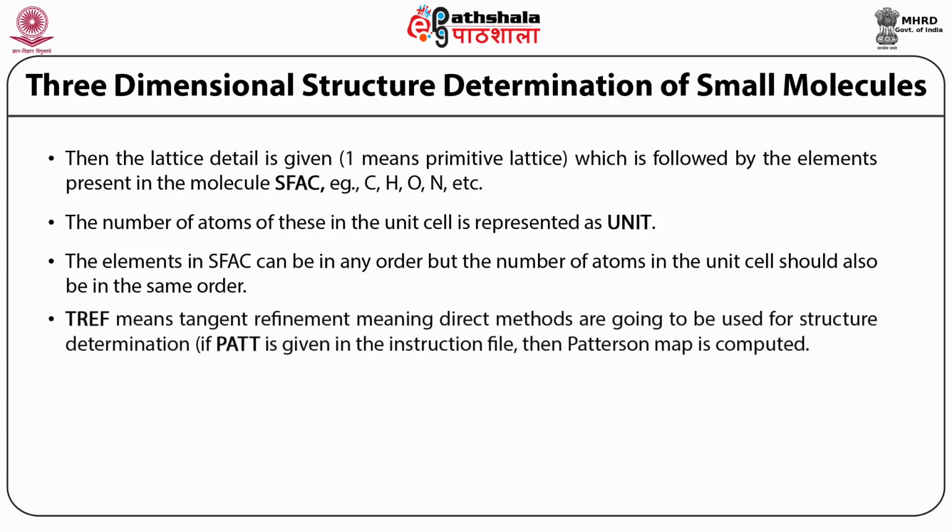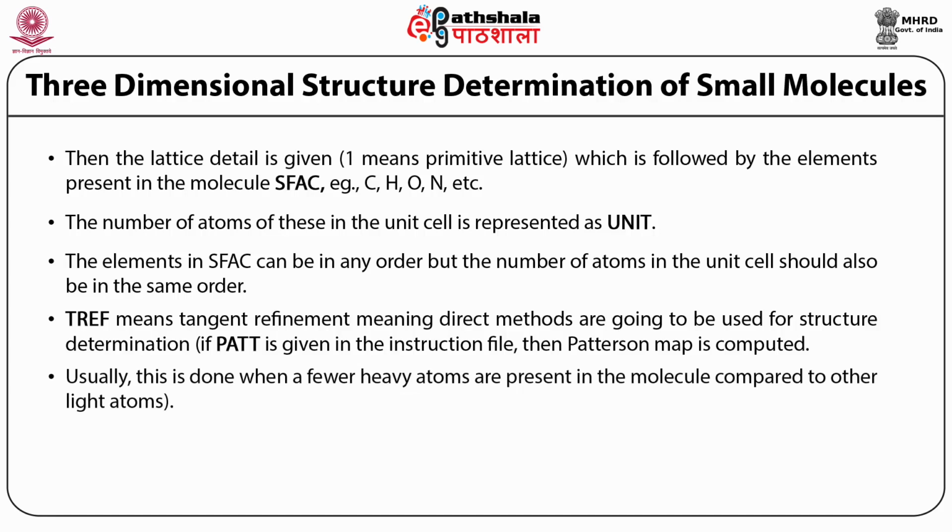So then TREF is there. By giving TREF you mean tangent refinement. So the program will invoke the direct methods option to do the structure analysis. Suppose you have one heavy atom or 2 heavy atoms, then you can use the Patterson method by giving the command PATT. So this is a way. Then there is a command HKLF 4 denoting what type of data you have collected, whether it is the Miller indices HKL, intensity I, and standard deviation of intensity sigma of I, or HKL, mod F, and sigma of mod F. Okay, this is the thing.